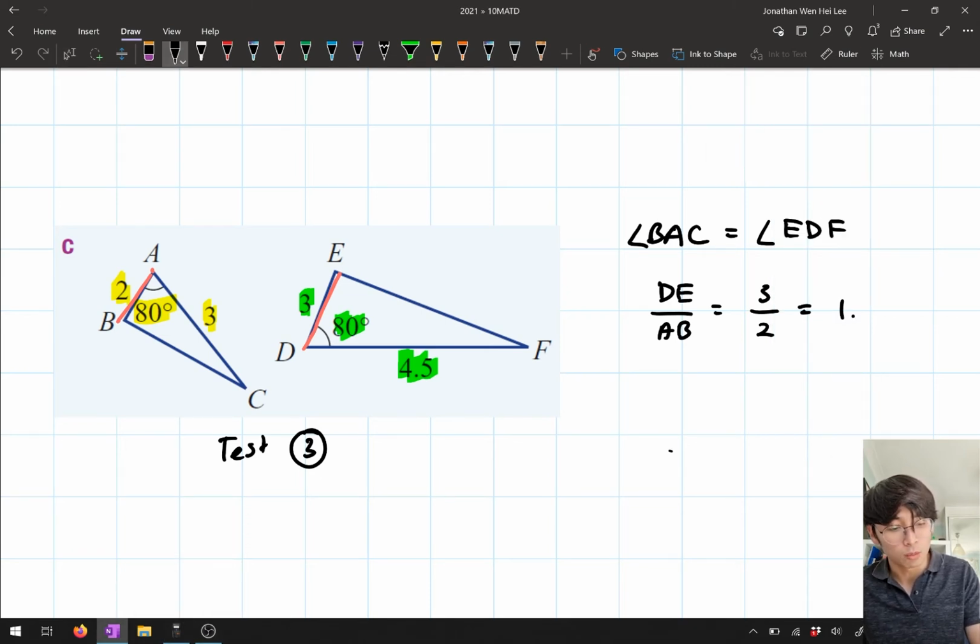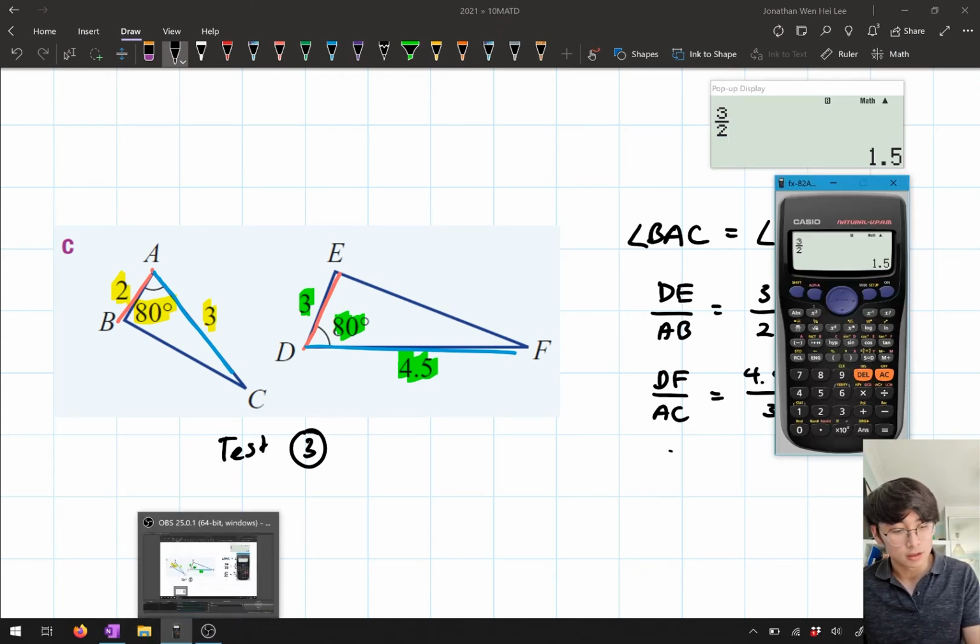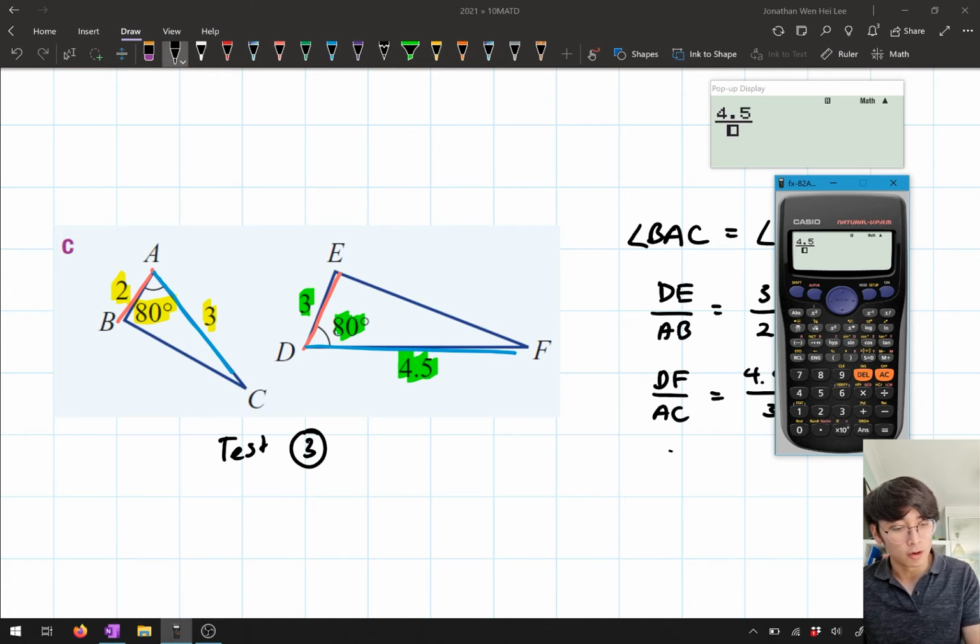1.5. And so here, this is 1.5. Okay, let's do the same thing for my other two. So my other two matching sides are AC and DF. So I'm going to write here DF over AC is equal to 4.5 over 3. Now let's put that in a calculator. So 4.5 over 3 also gives me 1.5.